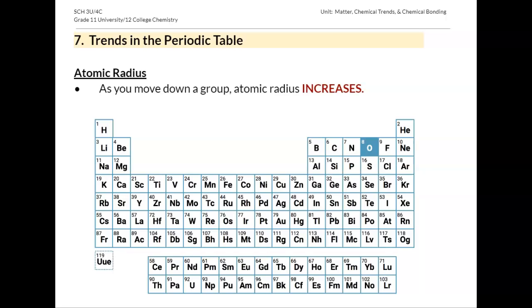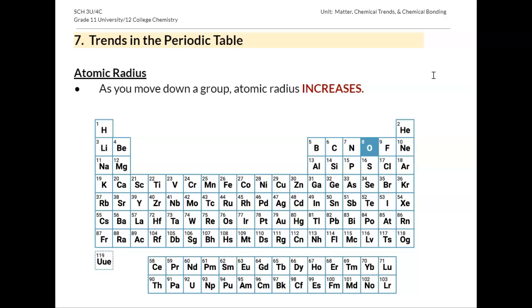So in today's lesson, we're going to talk about some trends in the periodic table. Yesterday, we reviewed some of the trends we learned in grade 10 science with regards to the number of valence electrons and ionic charge relative to an element's grouping on the periodic table. And today we're going to just talk about a few more trends that can be useful in interpreting what might be going on in certain chemical interactions.